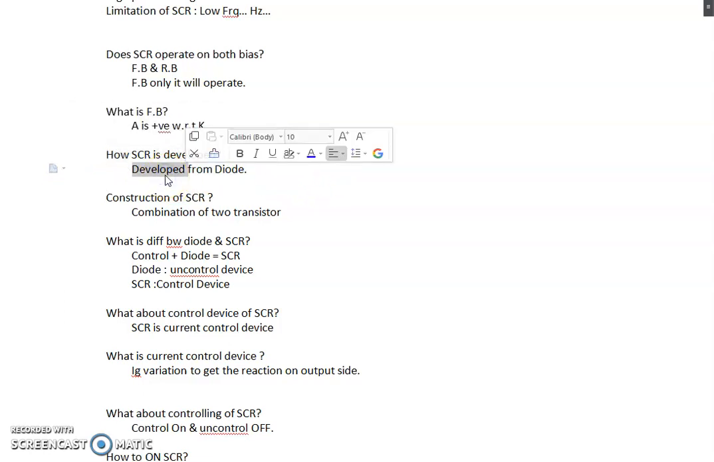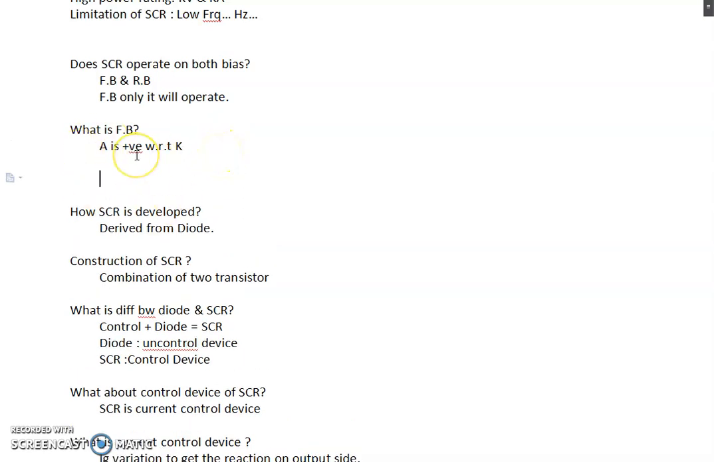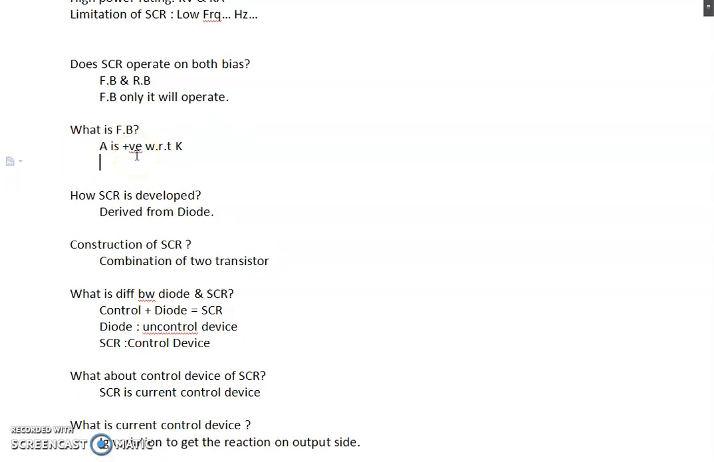So it is derived from the diode. That's why it is only one-way direction, forward bias only. What is forward bias? Forward bias is nothing but the anode being positive with respect to the cathode. Only then is the SCR on, otherwise the SCR is not on. On means that you apply the gate pulse.